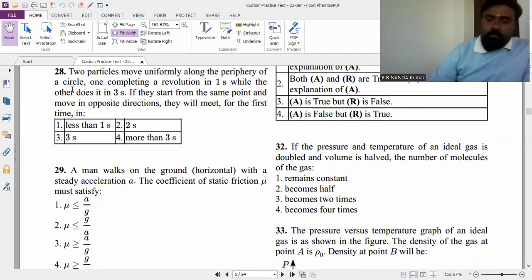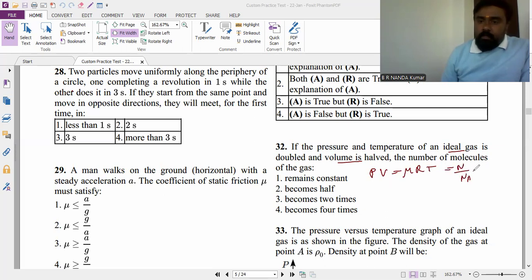Next, question number 32. If the pressure and temperature of an ideal gas double, the volume is halved, find the number of molecules of the gas. The formula: PV is equal to mu RT. So mu is N divided by NA, times RT. R by NA is kB. So PV is equal to N kB T. So N is equal to PV by kB T.